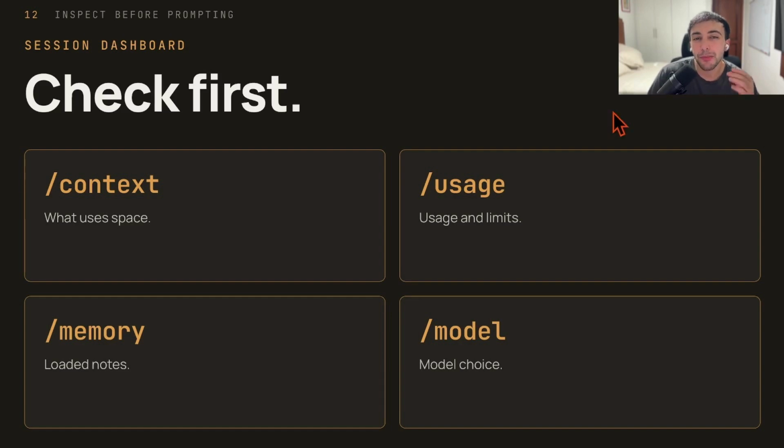/memory opens management. That is where you can see notes, rules, and auto memory that may shape a new session. And /model allows you to see and change the model you are currently working with. That matters a lot because the model changes the quality, speed, and how fast you use your allowance.